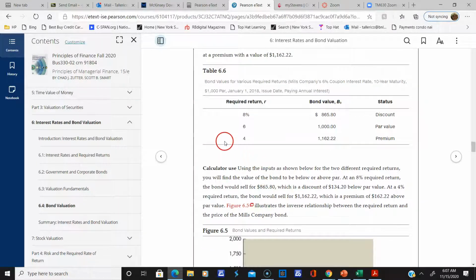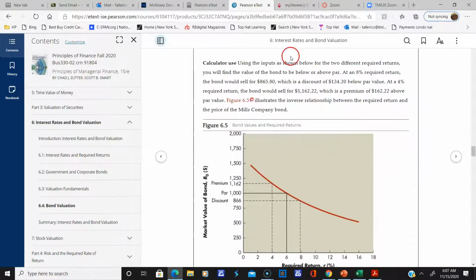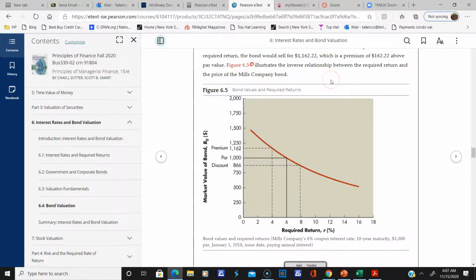You can use your calculator and take these numbers and plug them into your calculator or Excel, and you'll notice the answers will come out for you. If you have any trouble, simply email me and we can go through the calculation in Microsoft Excel.